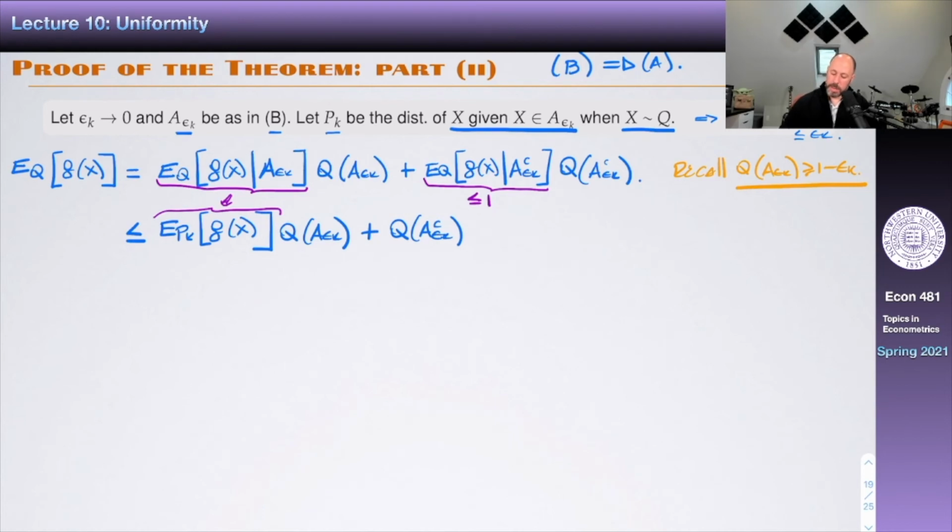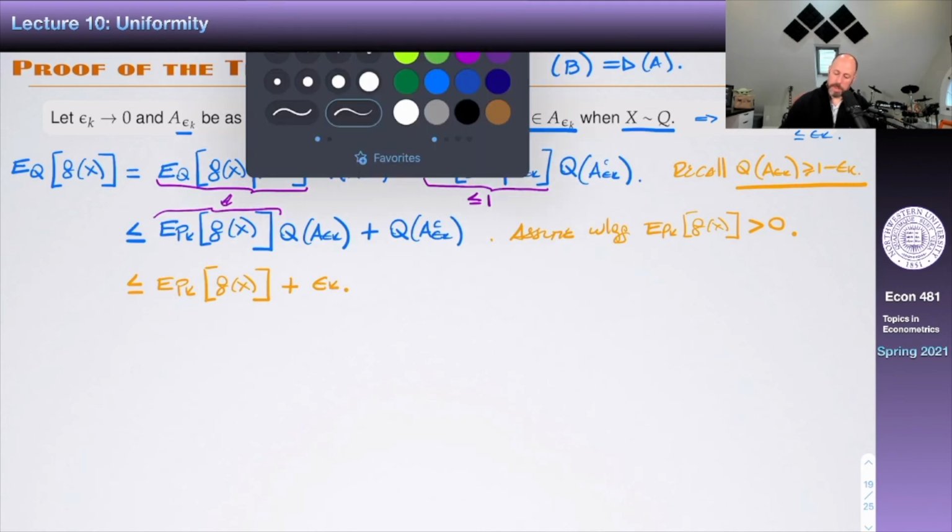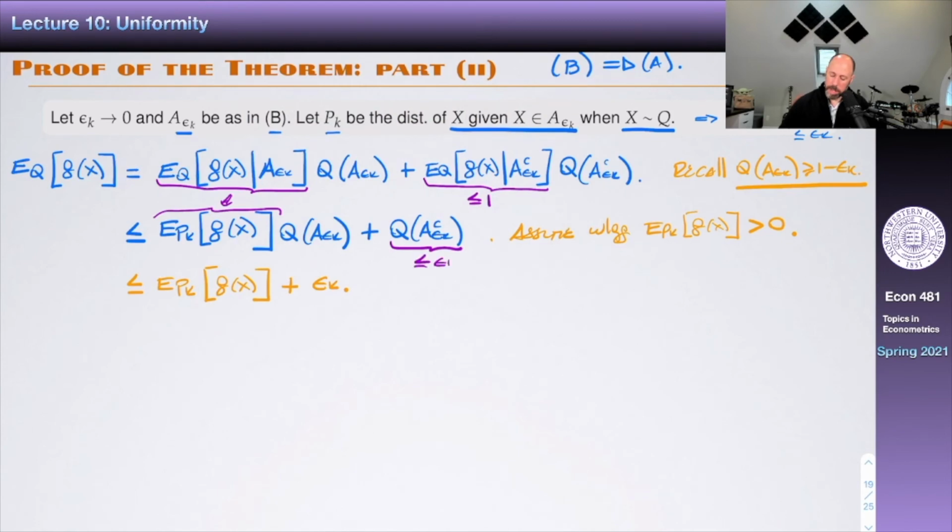Okay? So now I'm going to say here, assume without loss of generality that this expectation over here is positive. Okay, the same thing holds if it's negative. You just have to do it the other way. But then this is less than or equal to the expected value under pk of g of x plus epsilon, because this guy is less than or equal to epsilon k. And this guy over here is less than or equal to 1, because it's a probability.